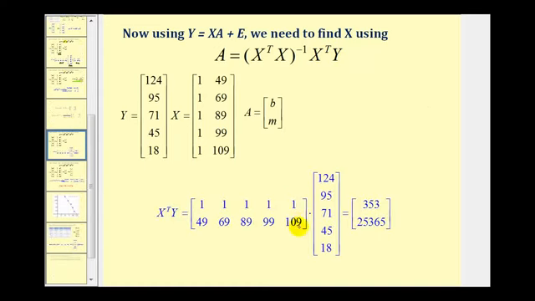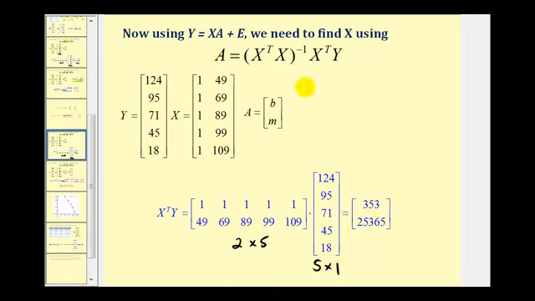We already found the transpose of matrix X earlier. Here's matrix Y. Again, notice how this is a 2 by 5 matrix. This is a 5 by 1 matrix. So the product is going to be a 2 by 1 matrix, which we see here. Again, I've already found this product due to time.